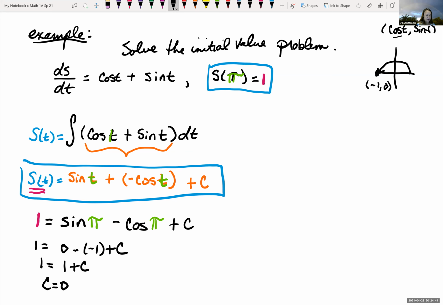So now we can just go in and plug in what c is, and we have our original function, with this initial value given. So s of t is sine t minus cosine t.